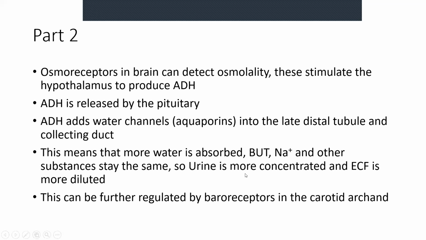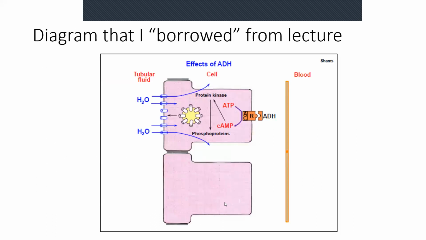And so your urine is more concentrated, and the ECF, the fluid that's around the collecting duct, the fluid that's in the kidney, and later on the blood, once it's reabsorbed, is going to be more diluted. Now this is regulated, like we said, even more by the baroreceptors in the carotid arch and the right atrium.